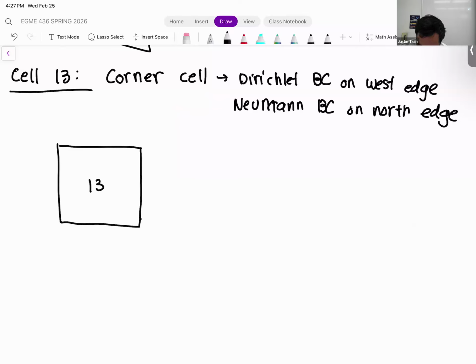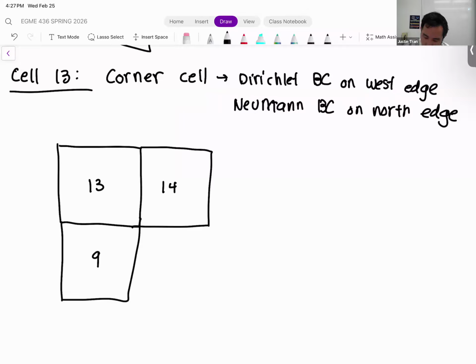Okay, so this is cell 13 from our grid. To the right, we have our neighbor, cell 14. And then we do have a neighbor to the south, and this is cell number 9. On the left-hand side, we have a boundary condition, phi is equal to 50. And on the north side, we have partial phi partial n is equal to 10. All right, so we're going to follow the exact same process we did for cell 12, except now we're going to apply boundary conditions on 2 of our derivatives instead of just 1.